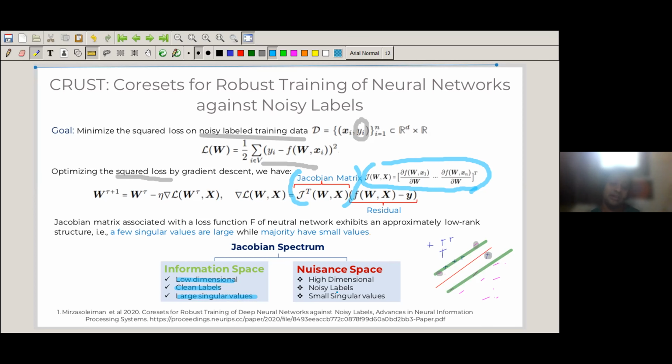Now it turns out that the road is low dimensional. It doesn't have too many bumps. Whereas the nuisance space is high dimensional. It's all over. The labels can be noisy in the nuisance space. And that reflects in an important thing. With the Jacobian matrix, you can have small singular values in the nuisance space. So that's important. These two are important from the point of view of the Jacobian matrix: the fact that in information space you have large singular values, and in the nuisance space you have small singular values. So CRUST exploits this.